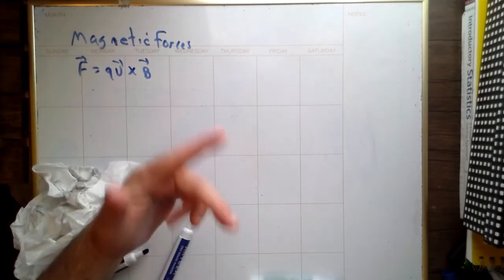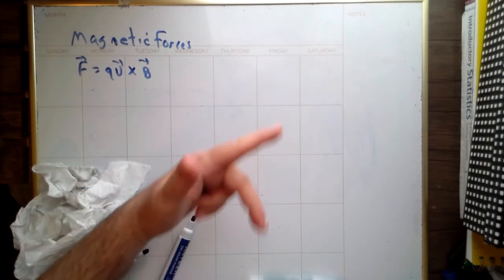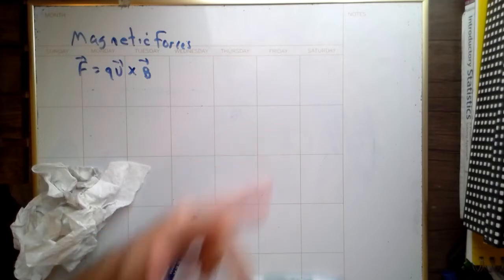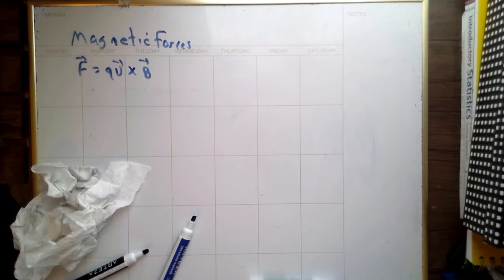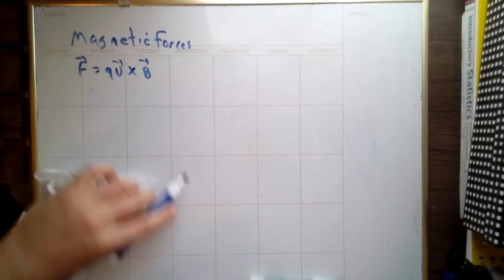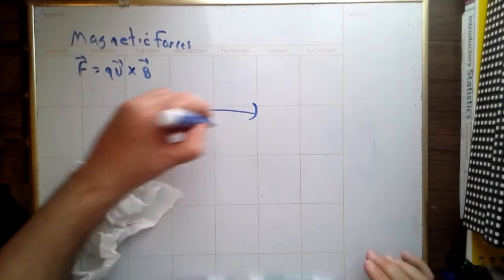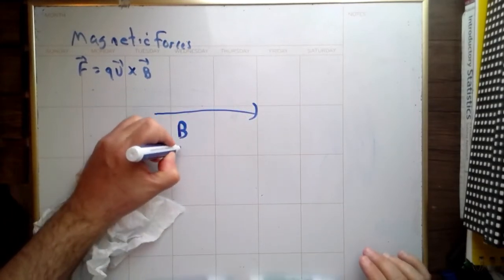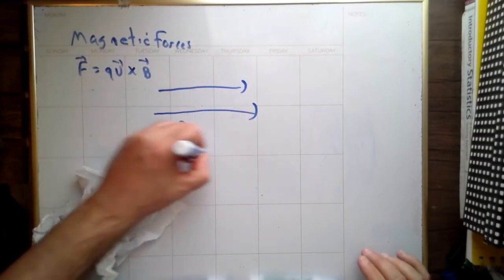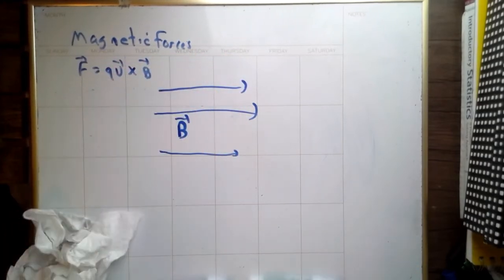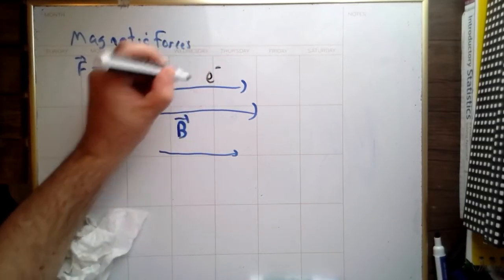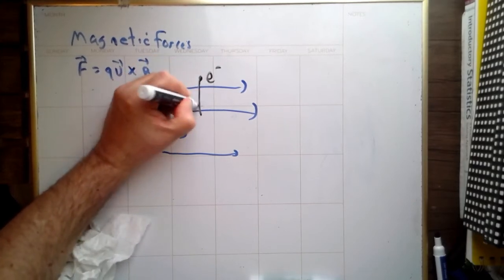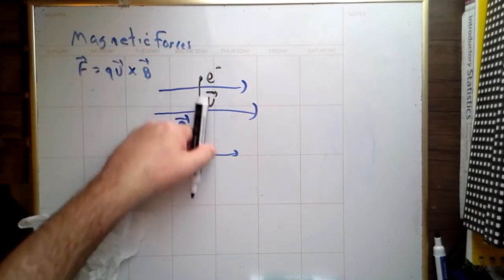But I'm left-handed. And if I start doing left-hand rule for anything, I'm going to mess up and forget to go back to right-hand rule when I have a positive charge. So I tend to not do that. But here we'll do one both ways. Let's say I have B pointing to the right, and it's a constant magnetic field. And say I have an electron moving down here.